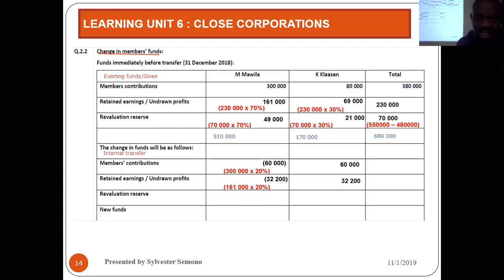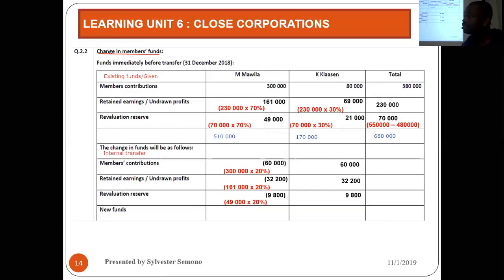The same applies to revaluation reserves, 49,000. I'm going to multiply it by what? 20%. I take it out, I give it to the guy. That's true.